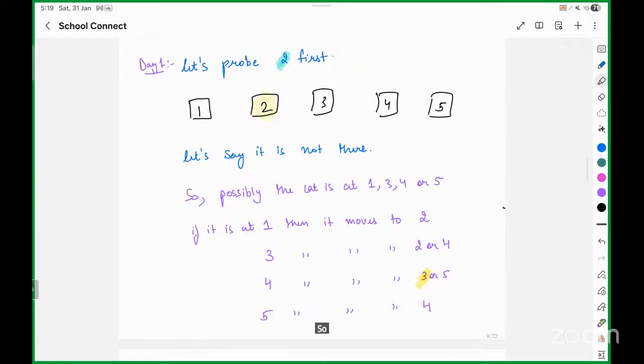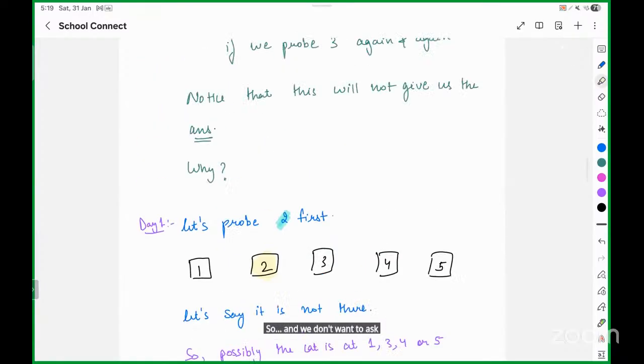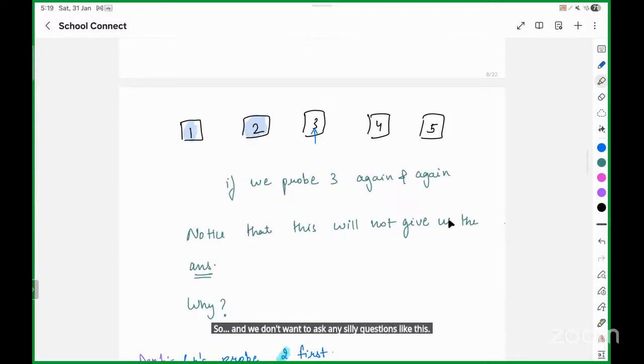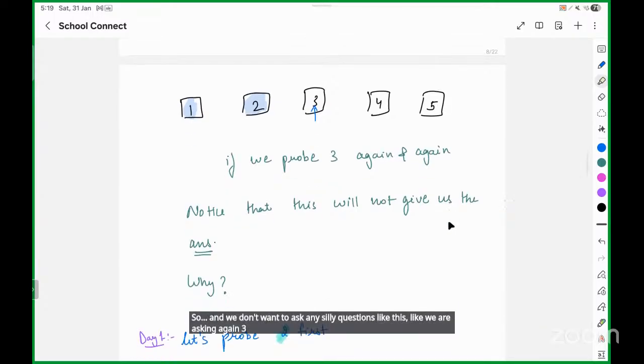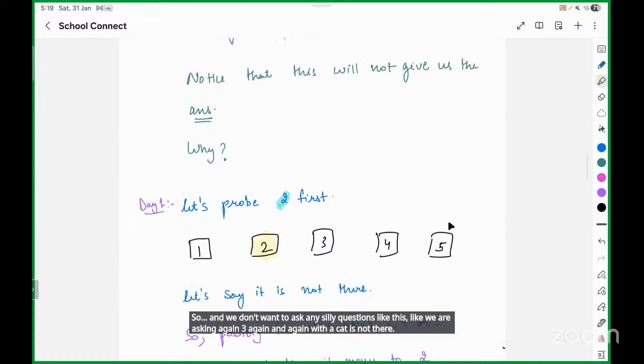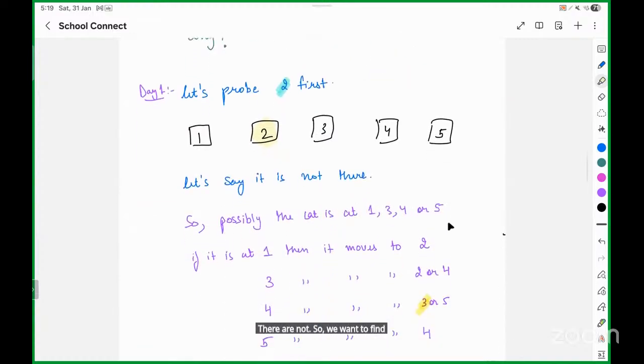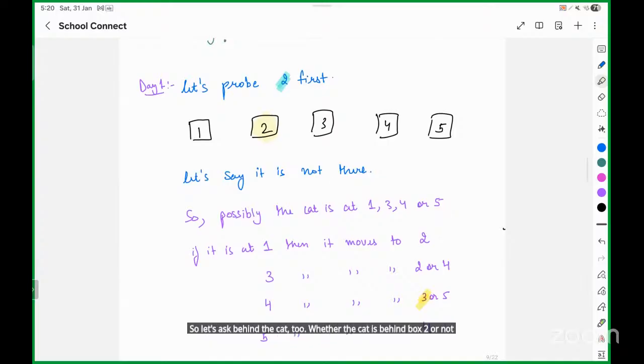And we don't want to ask any silly questions, like asking again and again about 3, whether the cat is there or not. So we want to find a good strategy. So let's ask whether the cat is behind box 2 or not. Let's say it's not there.